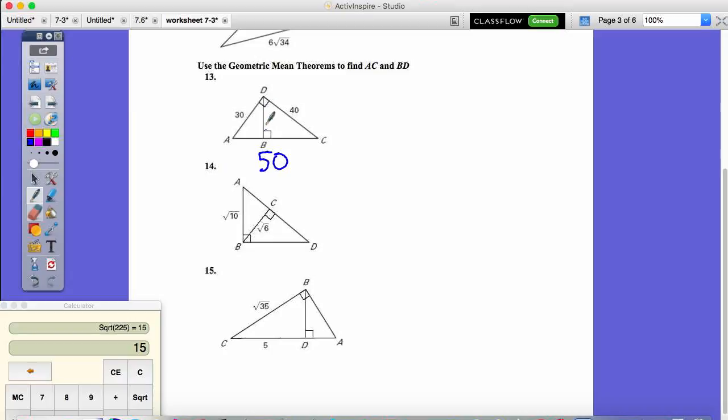I now want to find BD. Now the problem is, even though I'm finding BD, I can't just use geometric mean altitude theorem, because I don't know how this breaks up. And I can't use the leg theorem, because for the leg theorem, I need to know how this breaks up. But I can use what we learned at the very beginning of the unit about similar triangles and reorientating them. So I'm going to take this large triangle, and I'm going to orientate it so the right angle is to the right-hand side.